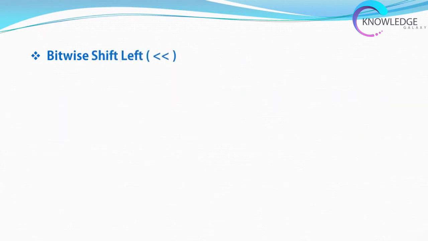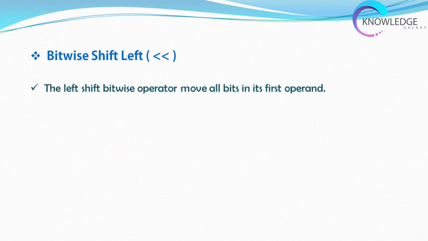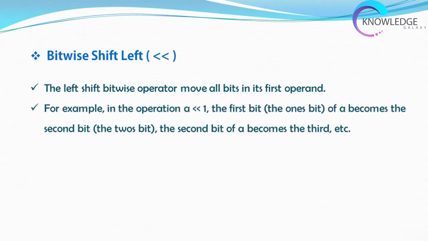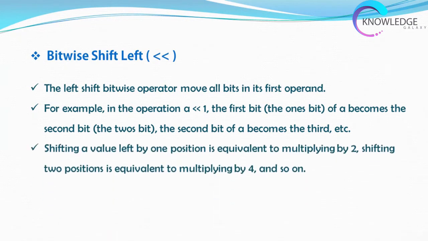The next operator is shift left. The shift left bitwise operator moves all bits in its first operand. For example, in the operation A, then we specify the shift left operator and 1. Now the first bit of A becomes the second bit, then the second bit of A becomes the third bit, etc. Shifting a value left by one position is equivalent to multiplying by 2. Shifting 2 positions is equivalent to multiplying by 4, and so on.